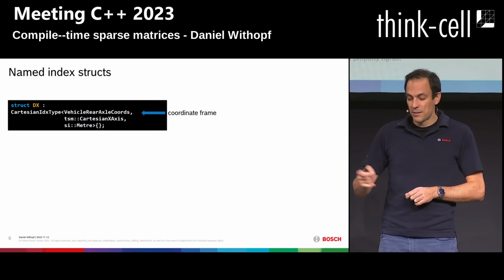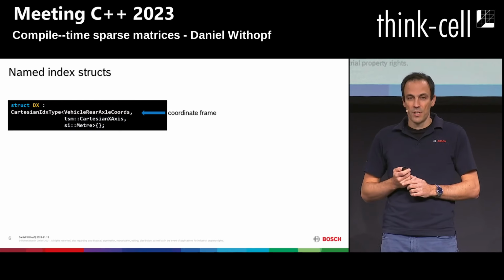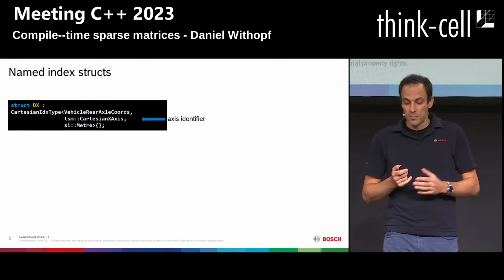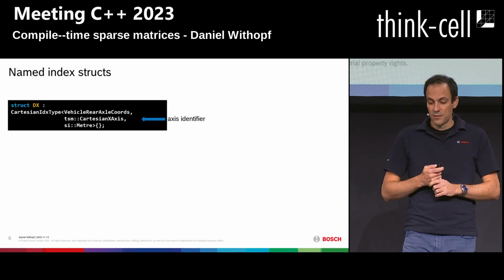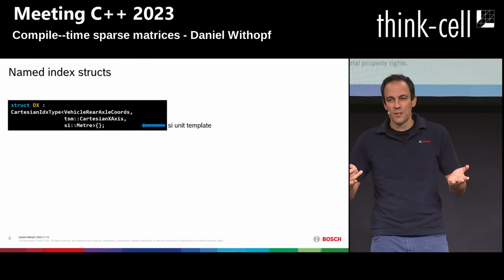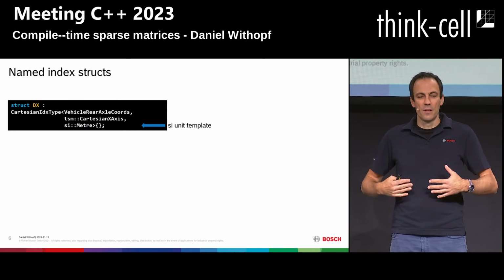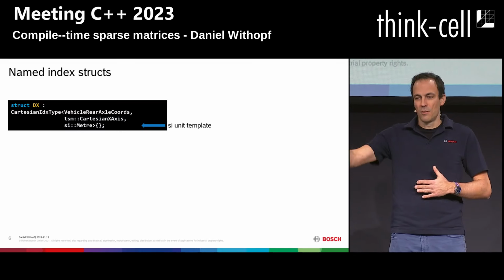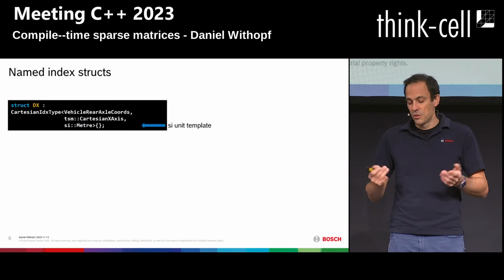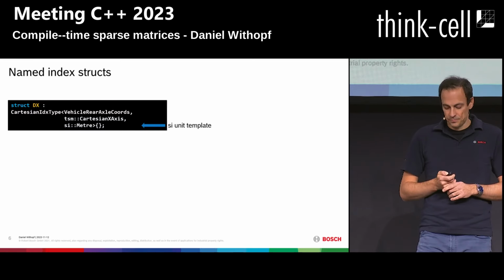We derive from a base class that specifies in which coordinate frame we are. Here I picked the vehicle rear axle coordinate frame. We specify that this is the Cartesian x-axis in that frame, and we also specify the physical unit of that entry. I should mention that vehicle rear axle coordinate frame, in our application for self-driving vehicles, is usually the rear frame of the ego vehicle, and this is the frame in which you represent all other objects, at least usually. Of course, you could pick a different one, but this is the one that makes the most sense.